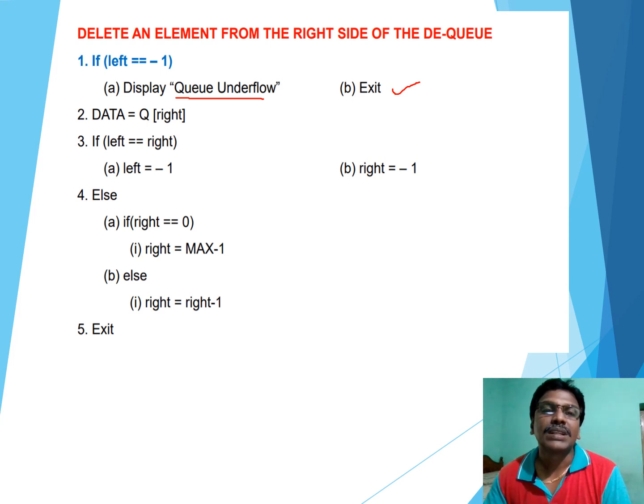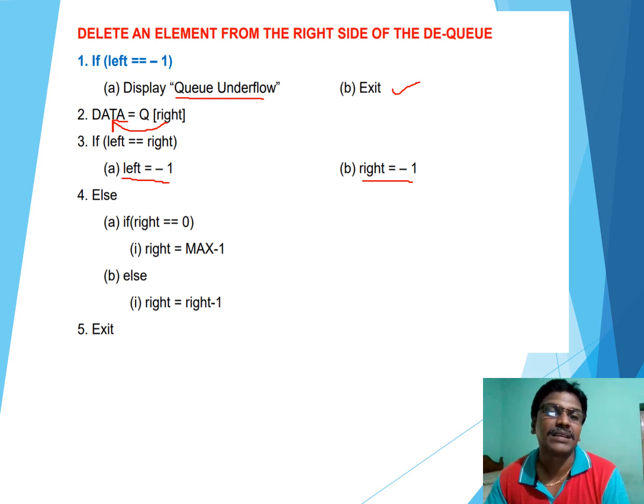So first the right value is assigned to the data, which means simply print the deleted data. If left equals right, it means it is a single value. The left and right are representing one pointer, meaning only one value in the queue. That's why we assign left equals minus 1 and right equals minus 1, because once that one value is deleted, the queue is empty.